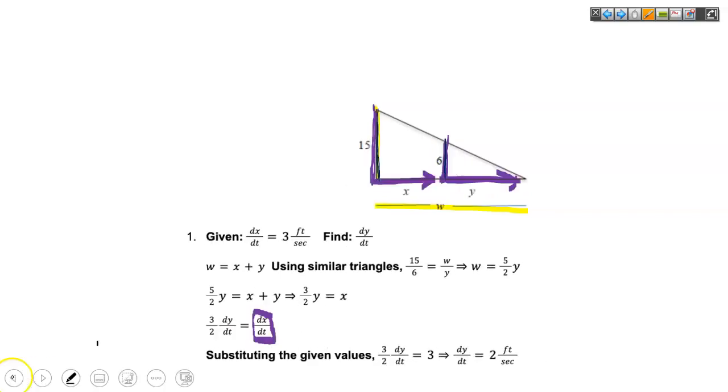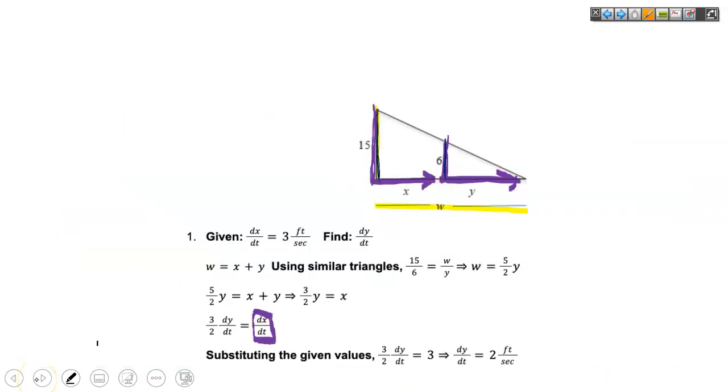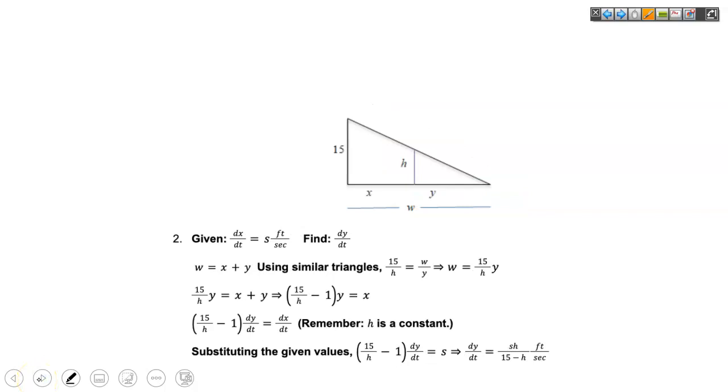So then the second question was, if the boy's height on the skateboard is h feet, so now his height has changed. Now it's not 6, it's h. And he rolls away from the lamppost at a rate of s feet. What would this look like in terms of general statements then? So now we're not going to have a numerical answer. We're going to have an answer in general terms.